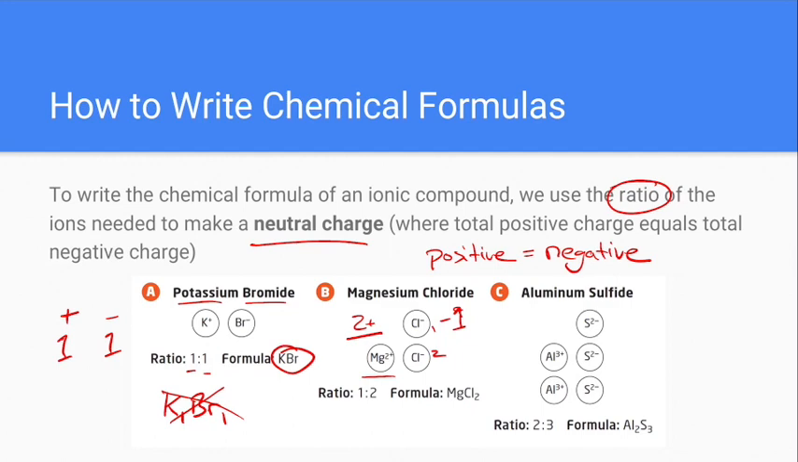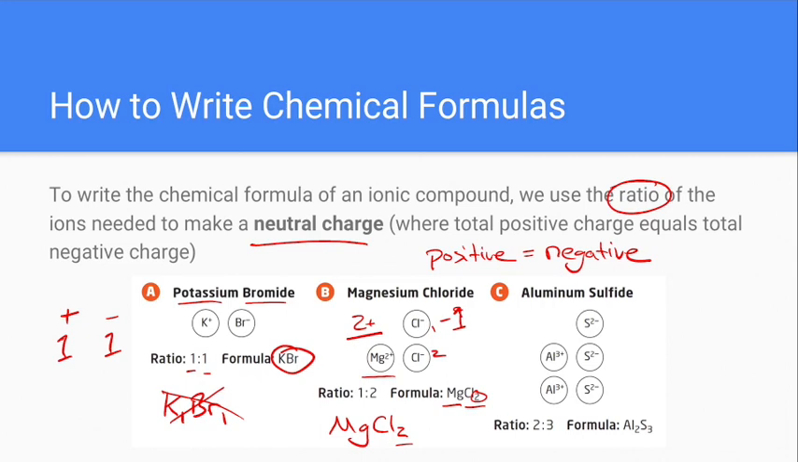That's going to give us a ratio of 1 to 2, and we're going to represent that by saying 1 magnesium to 2 chlorines. And that's how we're going to show it. We're going to say that there's 2 chlorines, and we're going to use a little subscript here. So we're going to write MgCl2. This little 2 means that there's 2 chlorines for every 1 magnesium.